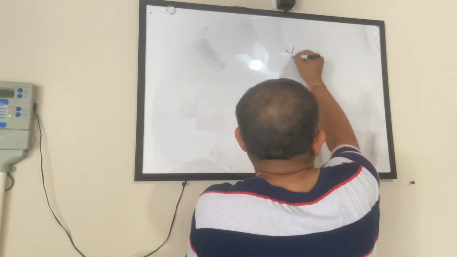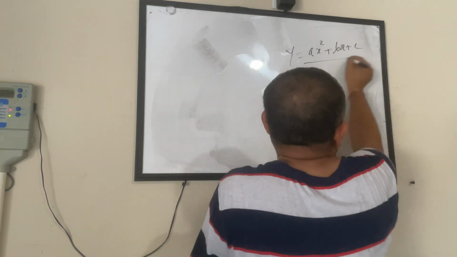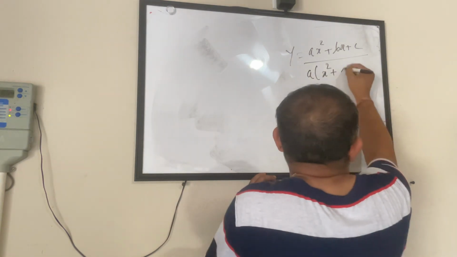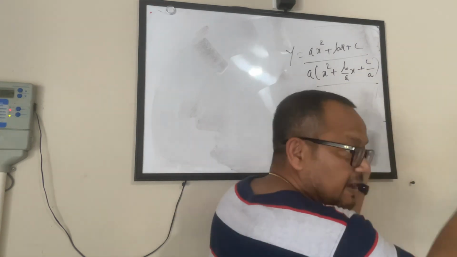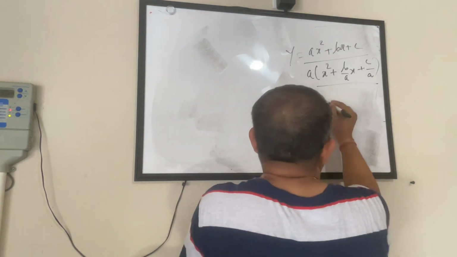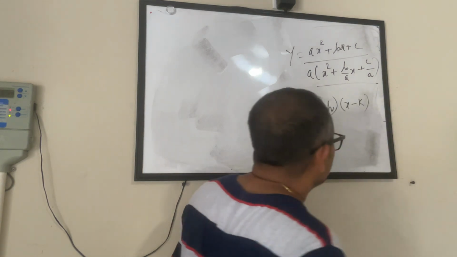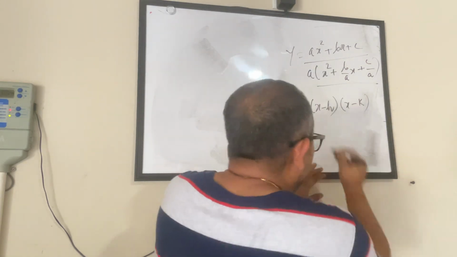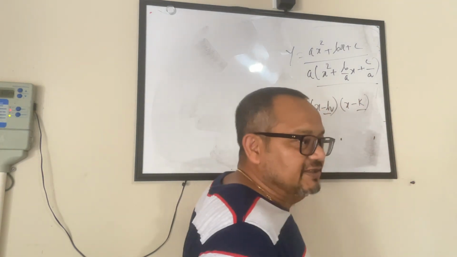The second form is called the factored form, which is nothing but an extension of the standard form. If you have an equation like y equals x squared plus bx plus c, you can always convert this into factors. If you take a out, then it becomes x squared plus b by a x plus c by a, and then you can convert this into two factors. So that's why it's called y equals a into x minus h into x minus k. This is called the factored form. And here, h and k are the 2 points where it touches the x-axis.